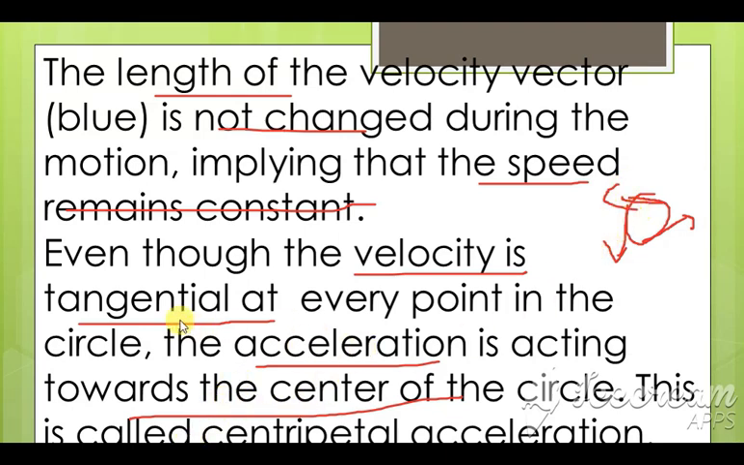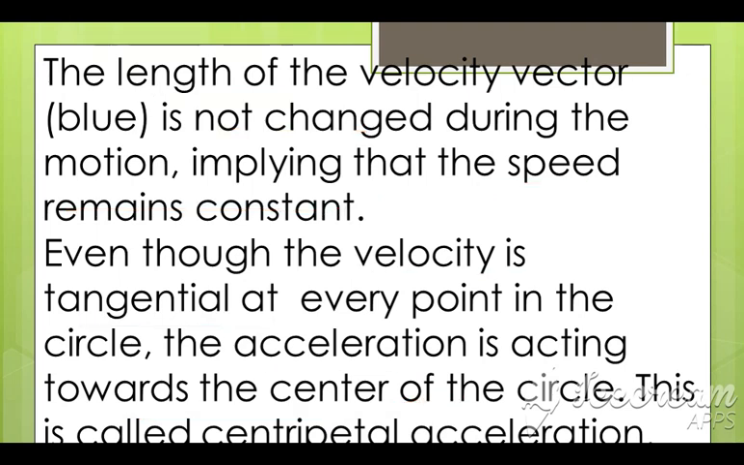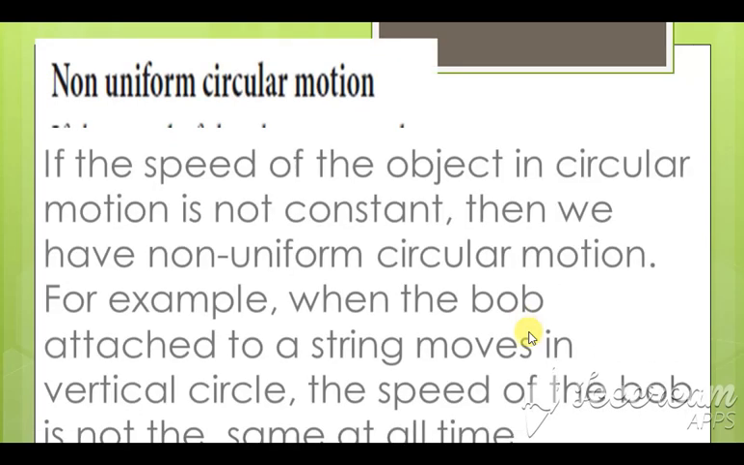So tangential means it is acting outward, but how is the acceleration? It is acting towards the center. So the acceleration is towards the center, and that is called centripetal acceleration. The length is not changed and the speed remains constant. And what happens to the velocity? Velocity is tangential, acceleration is towards the center, and that type of acceleration is called centripetal acceleration. Okay, clear?